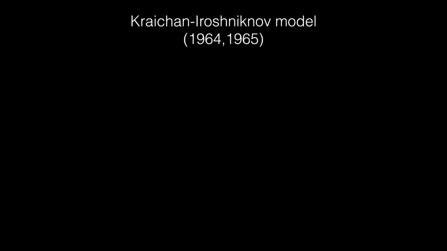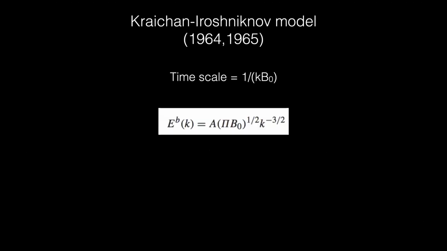The 3/2 theory came first, by Iroshnikov and Kraichnan, these two scientists, way back in '64 and '65. These are the papers written at the time. And they argued that the time scale is not the nonlinear time scale coming from U dot grad U or B dot grad B, but it comes from the mean magnetic field, B0. And as a result, the energy spectrum is not Kolmogorov, but it is k to the minus 3/2. So this B0 comes into play, and that alters the spectral index.